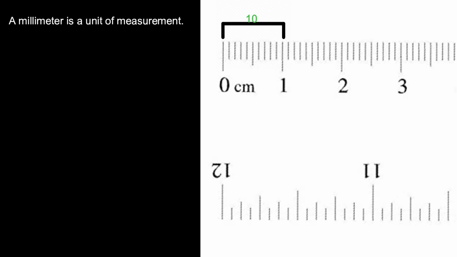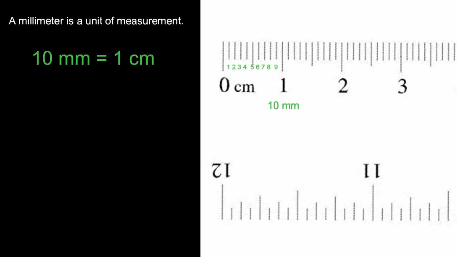Now, all those little lines actually represent millimeters. That's because it takes 10 millimeters to make 1 centimeter. So every little line you see is counting up by 1 millimeter. So if we start at 0, it would count like this. 1 millimeter, 2, 3, 4, 5, 6, 7, 8, 9. And then when you've reached 1 centimeter, that's also the same as having 10 millimeters.